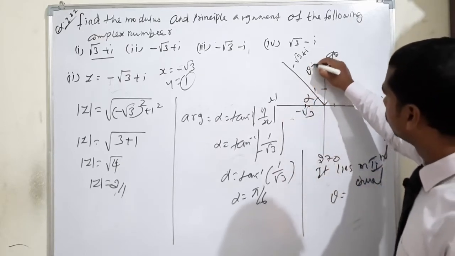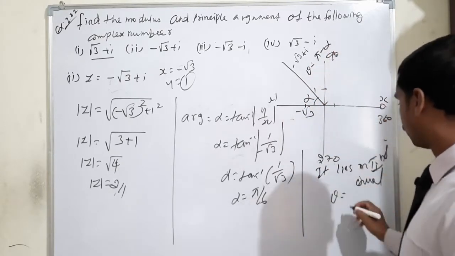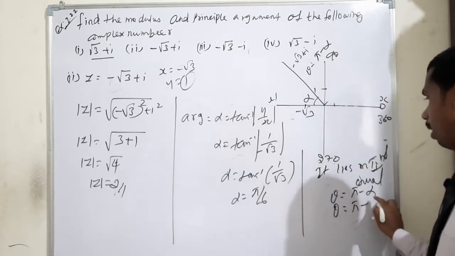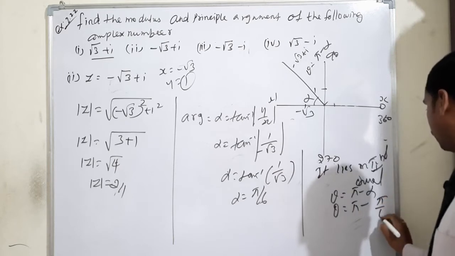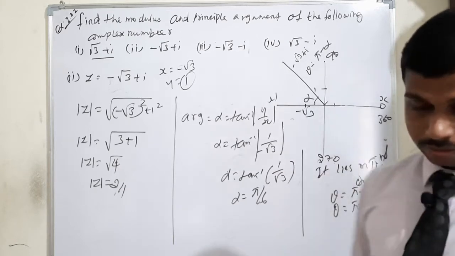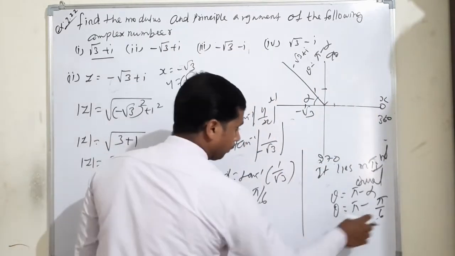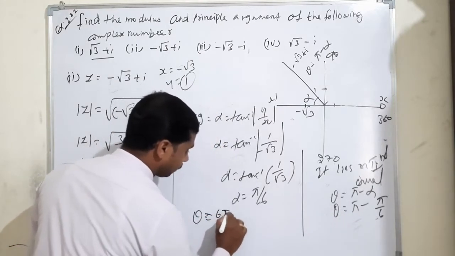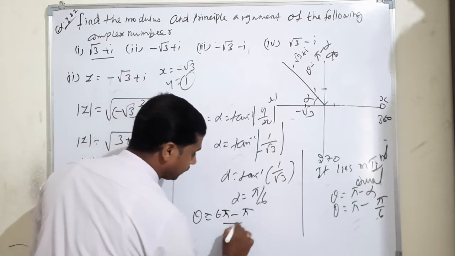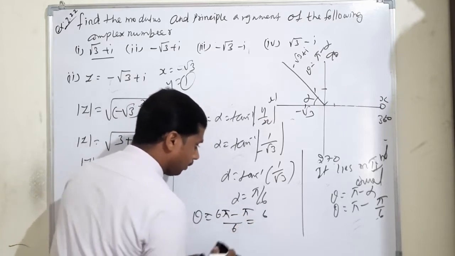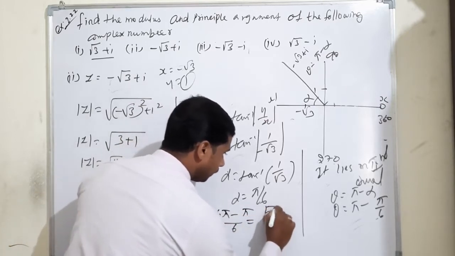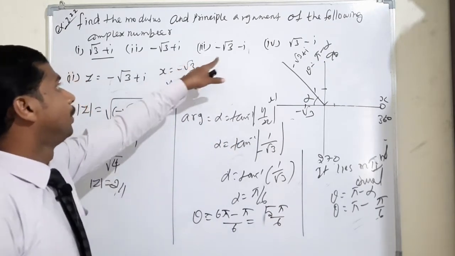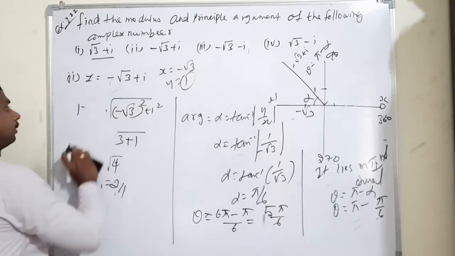So it lies on the second quadrant, which means theta is equal to, what is the value? Theta is equal to pi minus alpha, isn't it? Alpha is equal to pi by 6. Now cross multiply: theta is equal to 6 pi minus pi by 6. So the value will be 5 pi by 6, isn't it? This is called theta for subdivision two. Moving to subdivision third, isn't it?